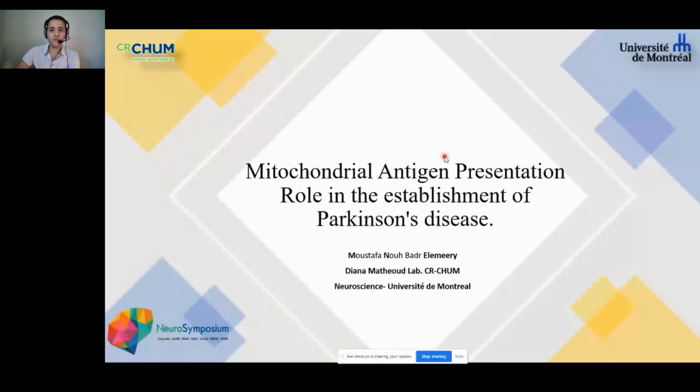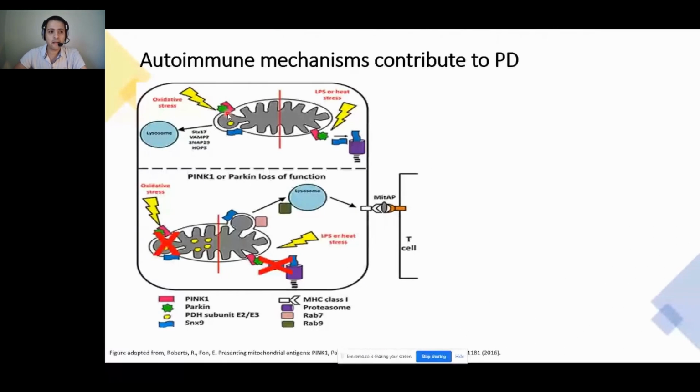Okay. What has been proven before is that PINK1 and Parkin, two mitochondrial proteins, play a crucial role in the immune system. Upon mitochondrial stress, thanks to these two mitochondrial proteins, damaged mitochondria can be cleared in a process named mitophagy. While in their dysfunction or absence, and upon mitochondrial stress, mitochondrial-derived vesicles can be formed that allow degradation of components of mitochondria.